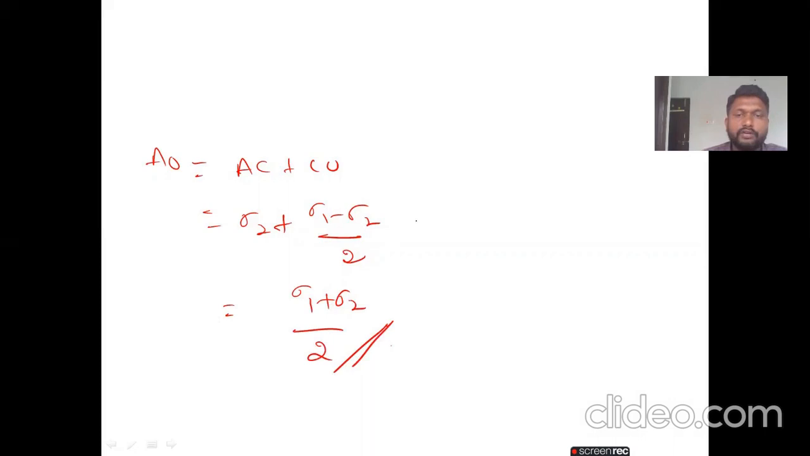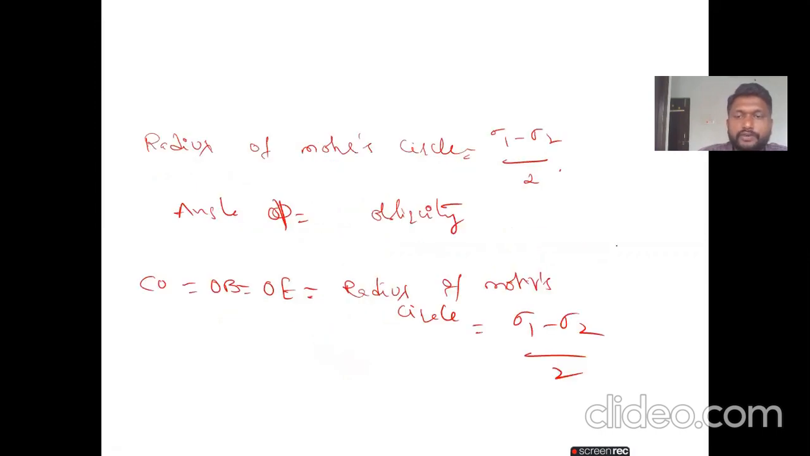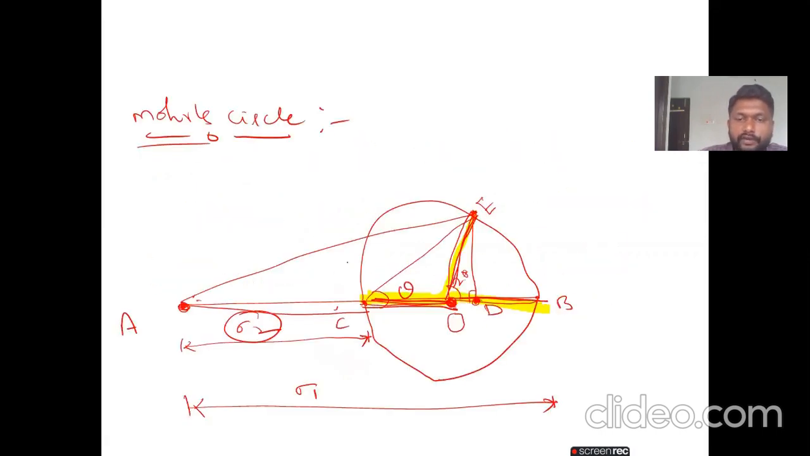Now, from here, OD equal to OE into cos 2 theta. OE is nothing but (sigma 1 minus sigma 2) by 2, into cos 2 theta. My dear students, if you observe triangle ODE, cos 2 theta equals OD by OE. So we need this OD distance, that's why we wrote it like that.